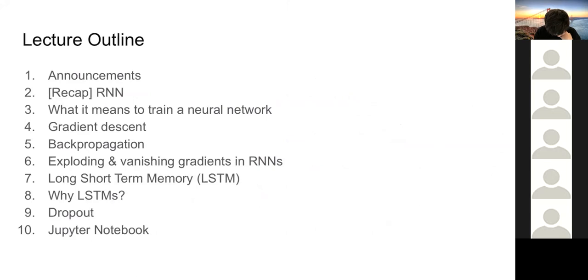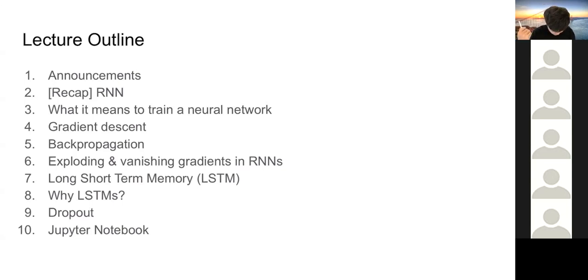So today's outline: we'll be starting with a few announcements, and then, by the way, let me know if you can hear me, we'll briefly recap what we went over last week, RNN, recurrent neural nets. Then let's go into what it means to train a neural net, which basically means we're optimizing the neural network for some objective. Then we will cover one of the most prominent methods to do this, which is gradient descent. And then I'll briefly talk about backpropagation and how it works.